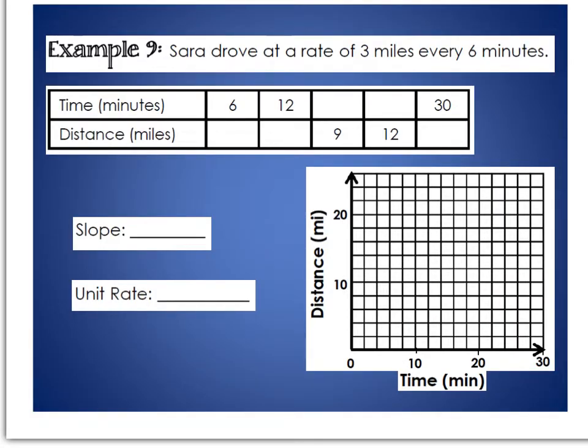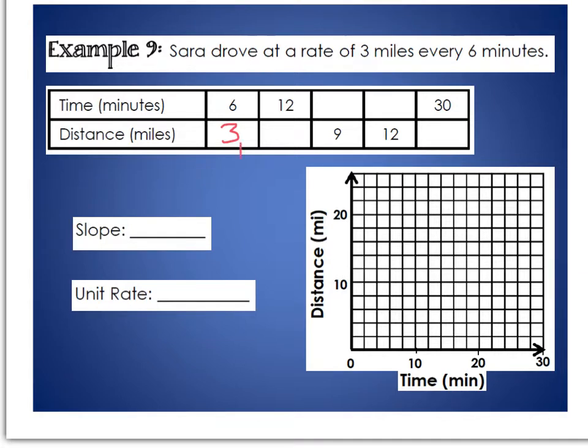Alright, so find this page in your foldable. I think it says slope is a unit rate at the bottom of it. And example 9 says Sarah drove at a rate of 3 miles every 6 minutes. So our time is 6 minutes, and the distance in miles they told us was 3.